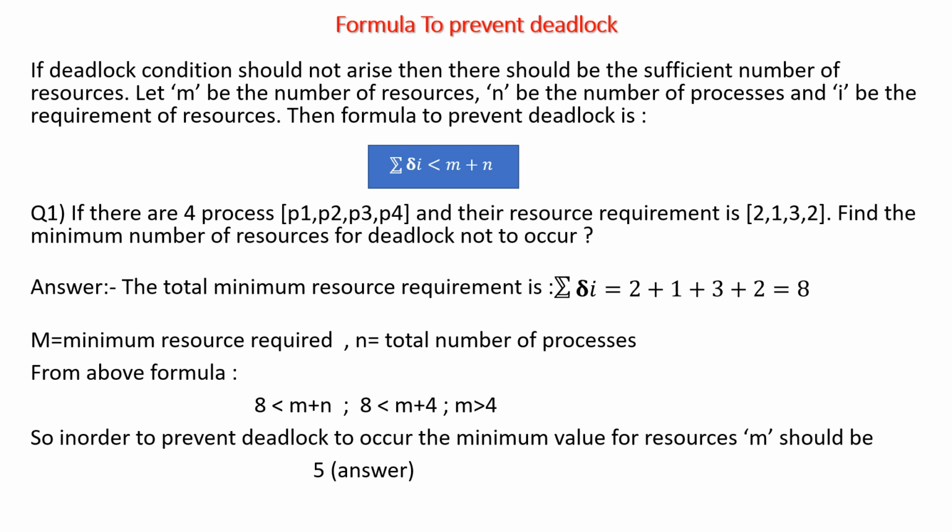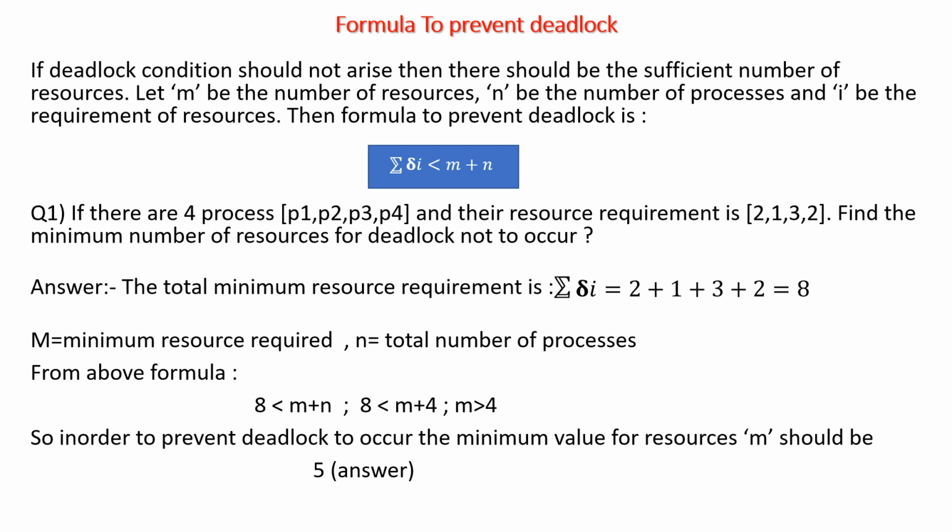Suppose one example: there are four processes P1, P2, P3, P4, and their resource requirements are given, and we have to find the minimum number of resources so that the deadlock condition will not occur. By using the above formula, we can calculate it. First we have to find the total minimum resource requirement, that is the summation of I, which is 2 plus 1 plus 3 plus 2, which comes to 8. Then M is the minimum resource requirement that we have to calculate, and N is the total number of processes, which we know is 4.